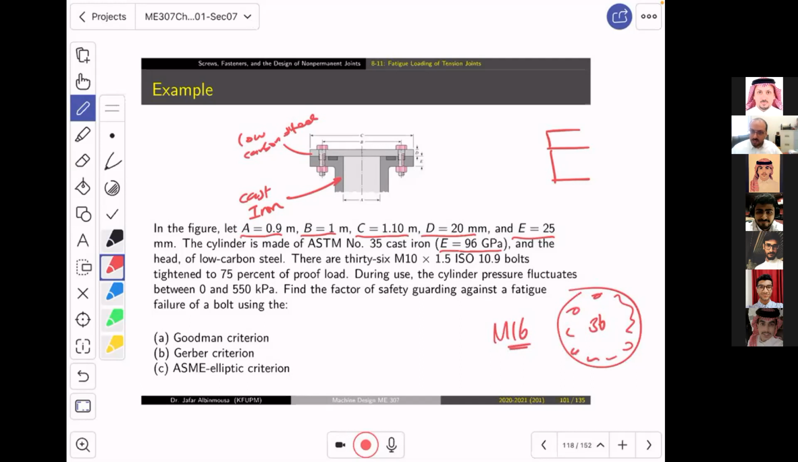What does this mean? 75% of the proof load means it is non-permanent, because 90% is for permanent. During use, the cylinder pressure fluctuates between 0 and 750 kilopascal. Find the safety factor against fatigue failure of the bolt using Goodman, Gerber, and ASME elliptic. You understand? Now, first thing first.